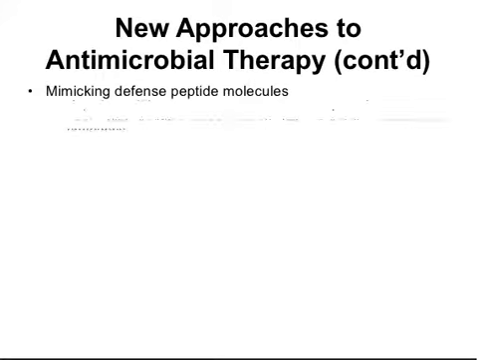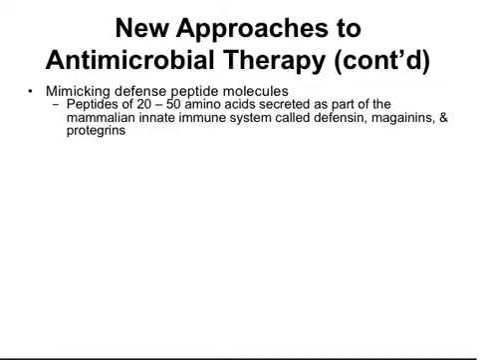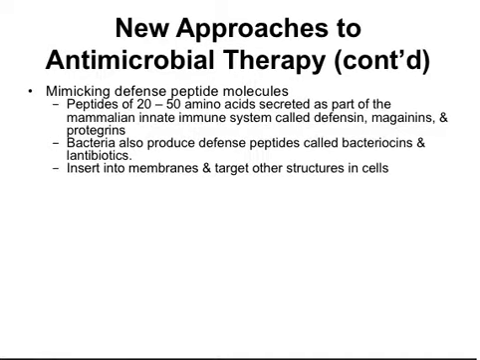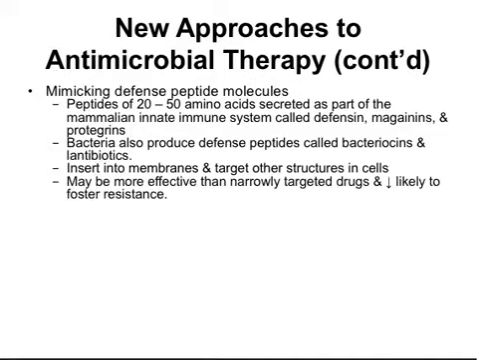We can mimic defense peptide molecules. Peptides of between 20 and 50 amino acids are secreted as part of mammalian innate immunity. Things like defensins, magainins, and protegrins have been known long before the extensive characterization of our adaptive immunity. Bacteria also produce defense peptides called bacteriocins and antibiotics in order to carve out their own niche within their ecosystem. They insert into membranes and target other structures in the cells. They may be more effective than narrowly targeted drugs and less likely to foster resistance.